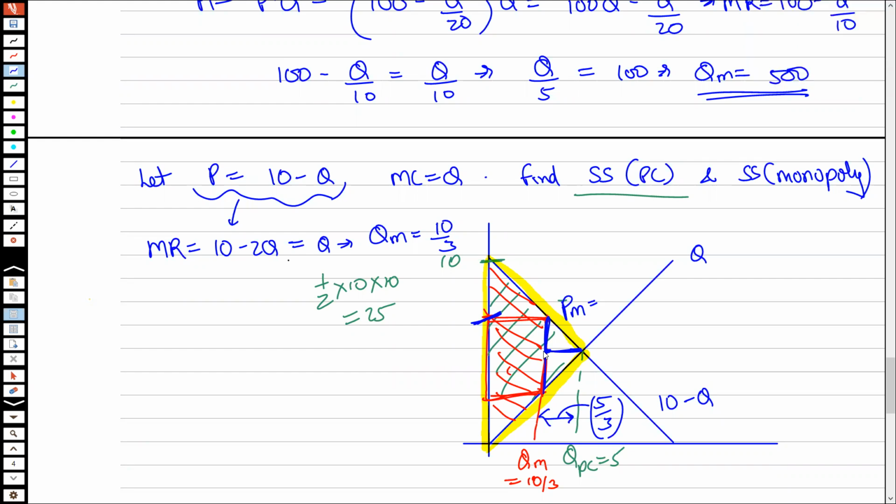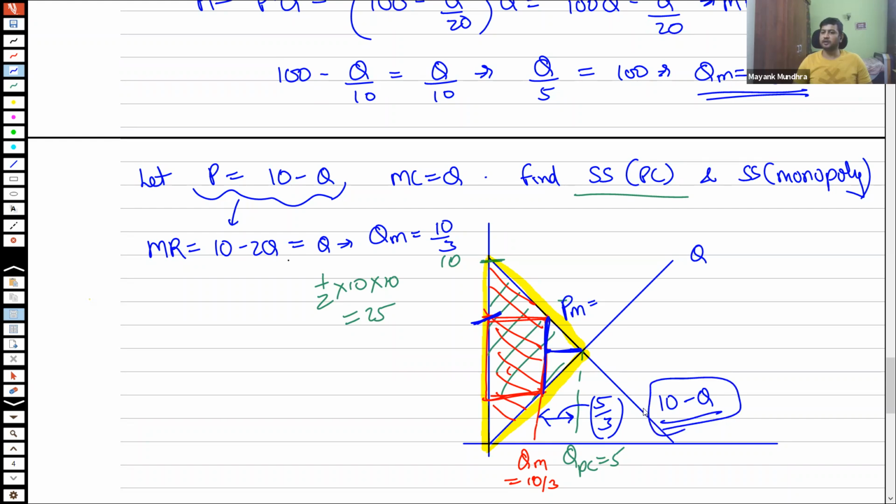So 20 by 3. Yeah, so this is the demand function: price equals 10 minus quantity. So quantity is 10 by 3, and 10 minus 10 by 3 is 20 by 3.